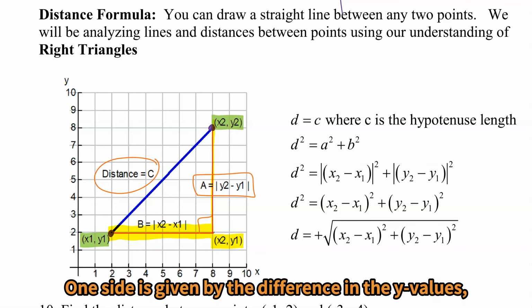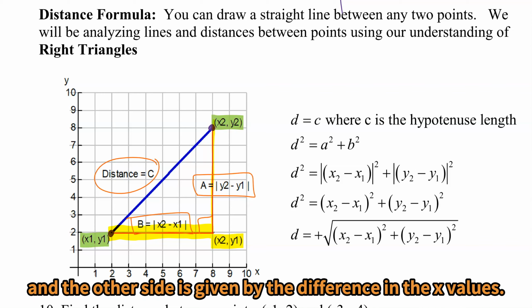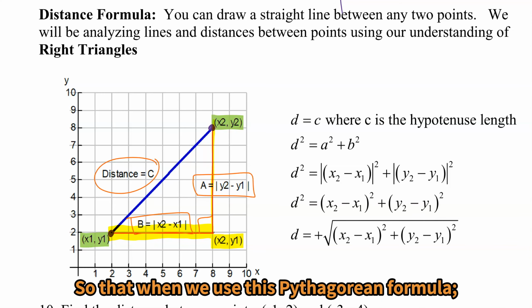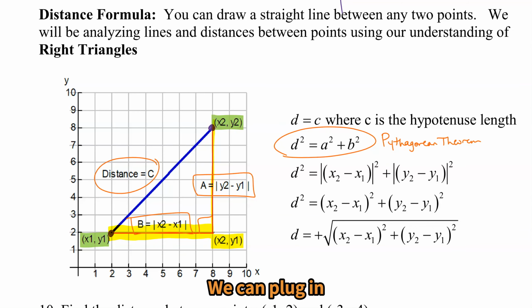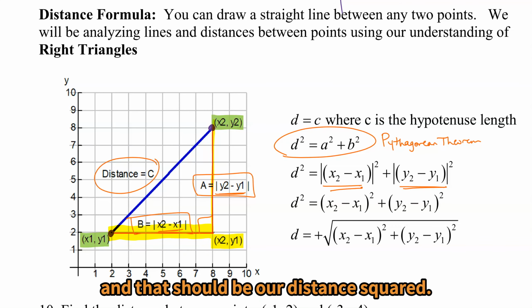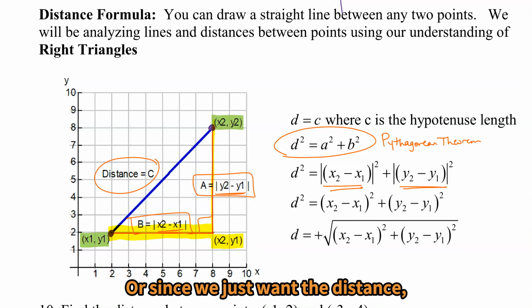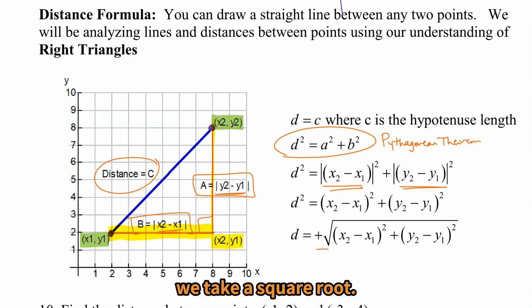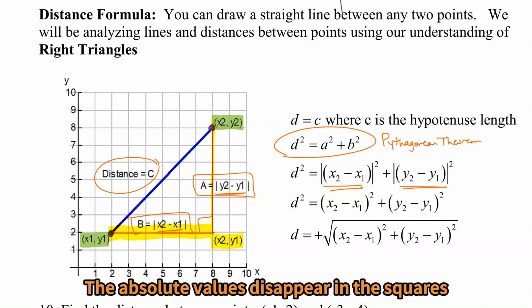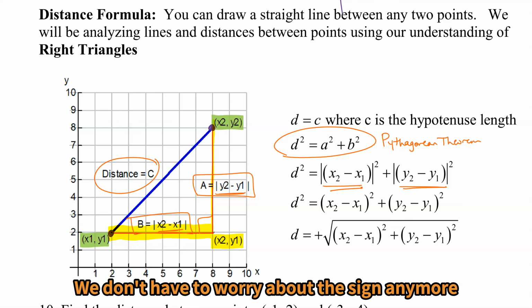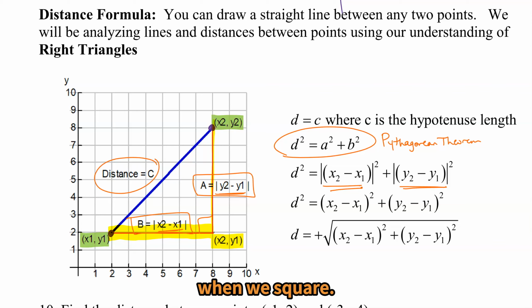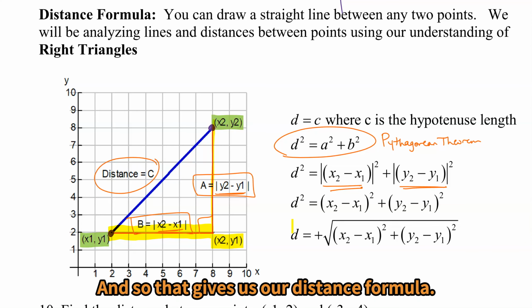One side is given by the difference in the y values, and the other side is given by the difference in the x values. So when we use the Pythagorean theorem, we can plug in the differences in the y's and the differences in the x's, square them, and that should be our distance squared. Or, since we just want the distance, we take a square root. The absolute values disappear in the squares because 2 squared is 4, and negative 2 squared is also 4. We don't have to worry about the sign anymore when we square. And so that gives us our distance formula.